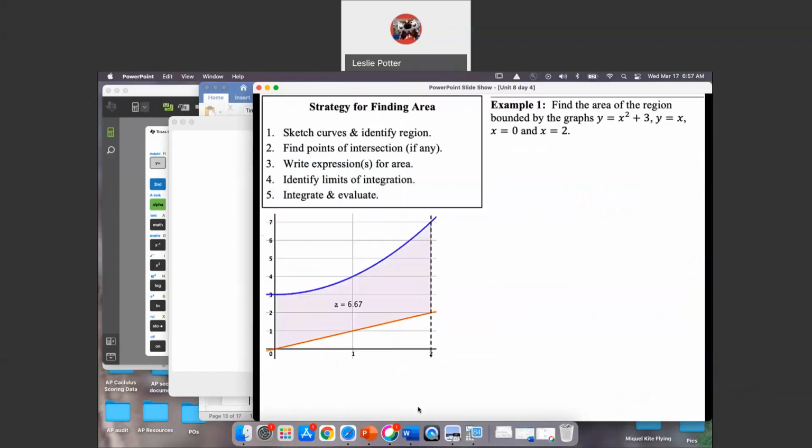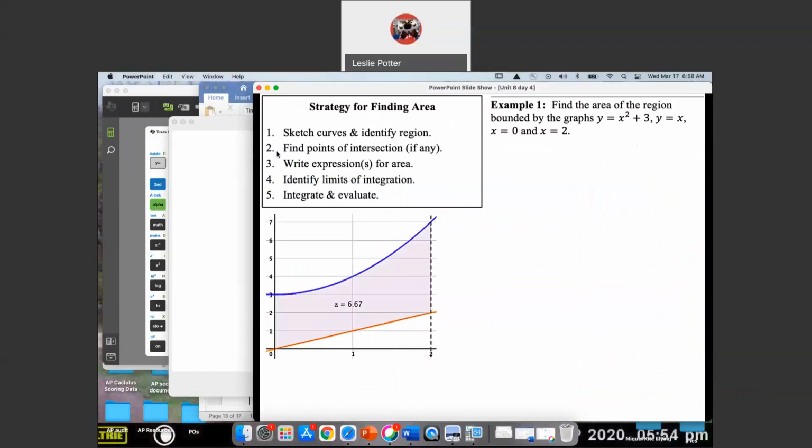Okay, so going on, let's try this problem now. I've got a strategy listed here, and like I said, it's a real general strategy. This will apply for any area problem. Okay, so let's take a look at example 1.